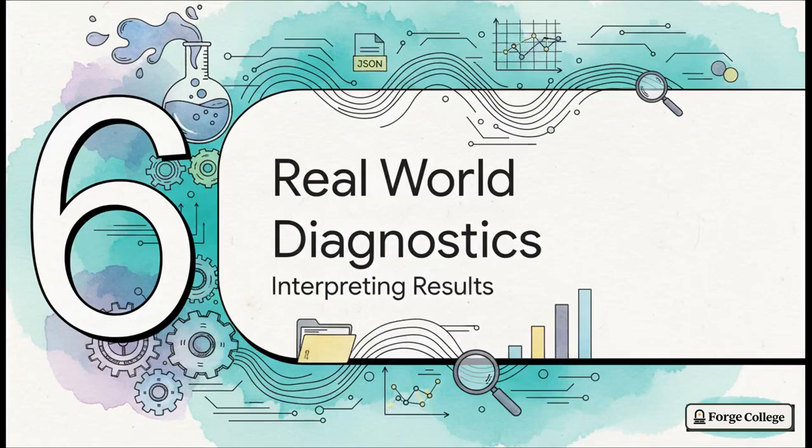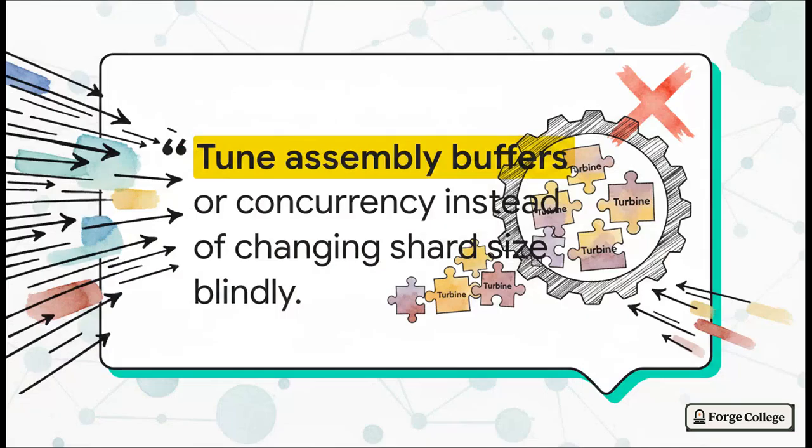And finally, part 6, real-world diagnostics. How do we actually interpret these results? Okay, here is a super crucial diagnostic rule to live by. You might run a test and see that parallel transmission is clearing the network faster. You're thinking, awesome, everything is great. But if you look closer at the segment timings, you might discover you're actually just bottlenecking the assembly stage at the receiver. The data arrived incredibly fast, sure, but the receiver is choking on putting the turbine puzzle back together because it's basically trying to drink from a fire hose. Don't just blindly change the shard size, tune your assembly buffers instead.